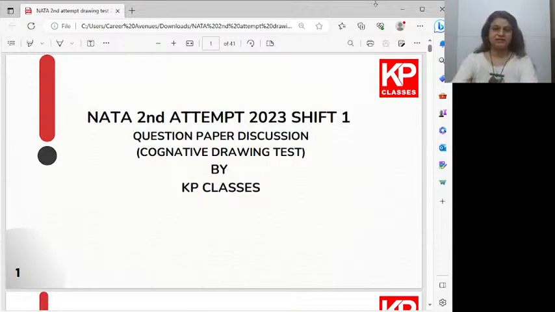So let's get started. So here we have the NATA second attempt paper, which is shift 1. We will be coming up with shift 2 as well very soon.